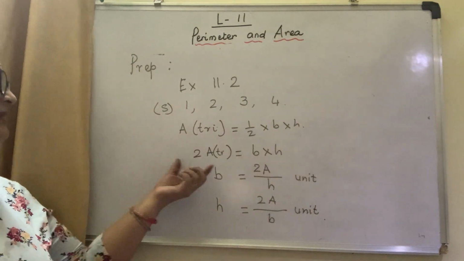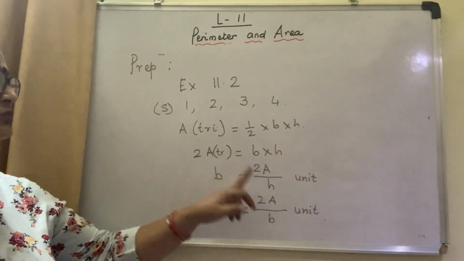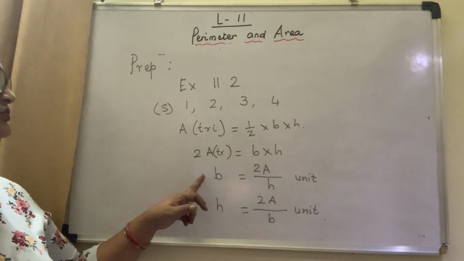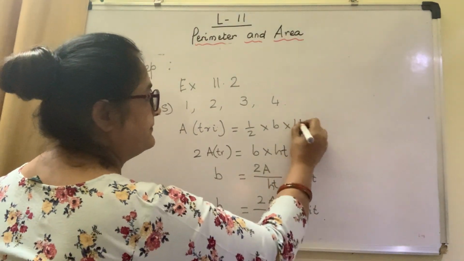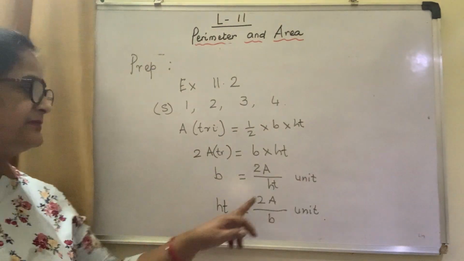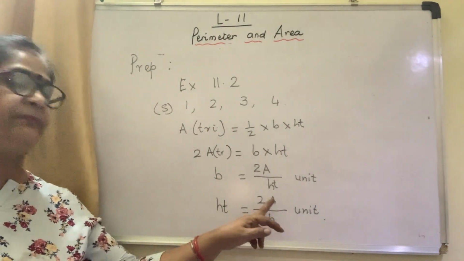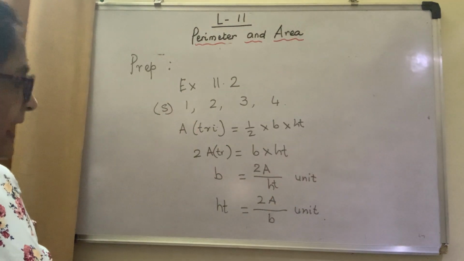In a triangle, if the area is given, multiply the area by 2 divided by height to get the base. I'll put it as this only. To get the height, multiply the area by 2 divided by the base, you will get the height.